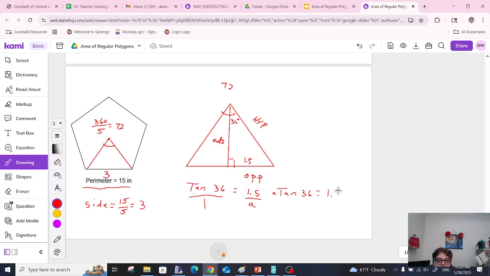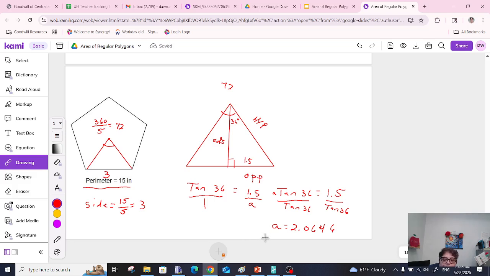So now I cross multiply and I get A times tangent 36 is equal to 1.5. I divide by tangent 36, and A is equal to what? 2.0646. Thank you very much.